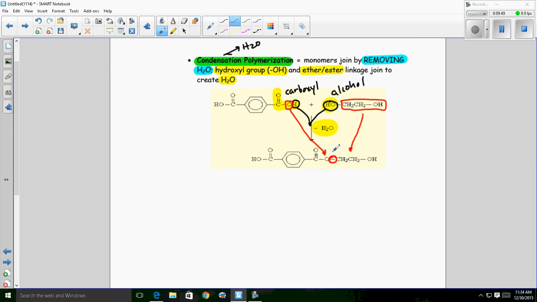Once again, a very complex looking polymerization. You won't have to draw this. You'll just have to be able to identify it. And like I said, when you see condensation polymerization, think of water itself.